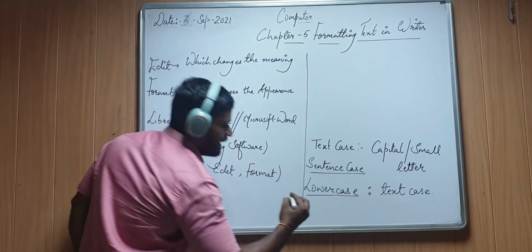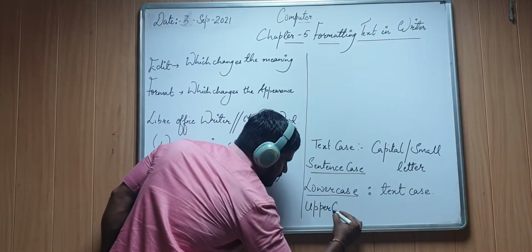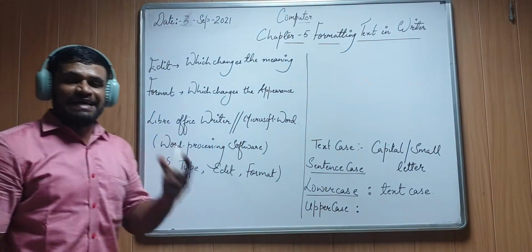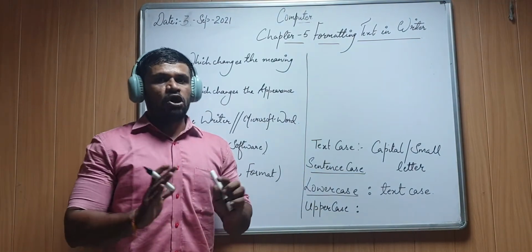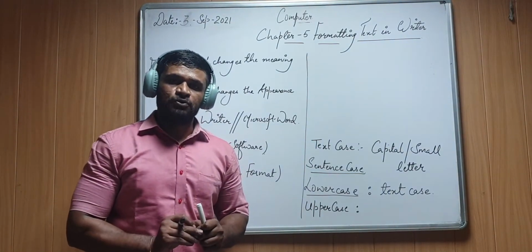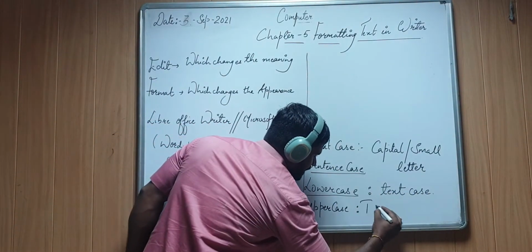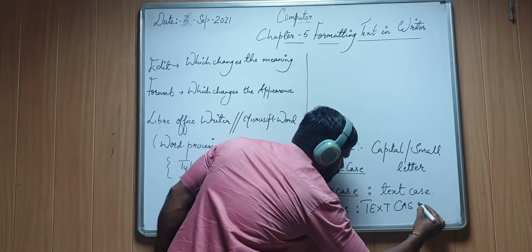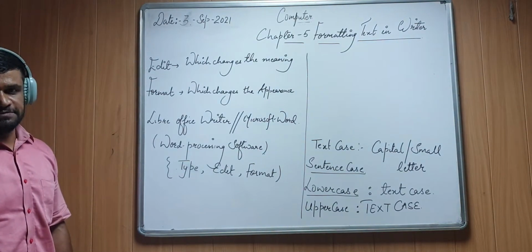After lower case we have upper case. Lower case means small letter, then upper case means capital letter. So whenever you select the text and apply the upper case, what will happen? All the letters will be converted into capital form. Let's say if the text case is the word, it will be converted all in capital letters. No small letters will be used when you apply the upper case.